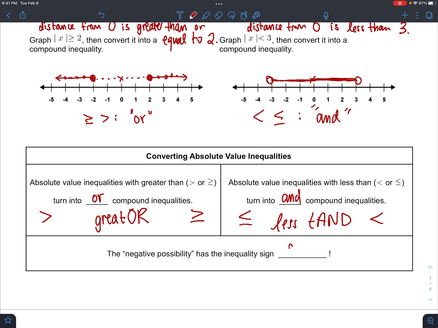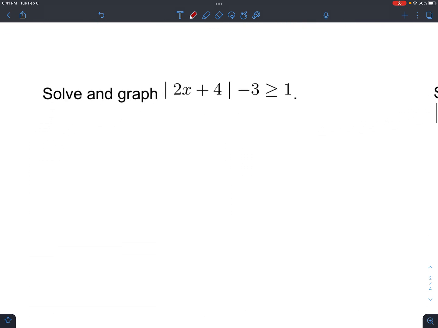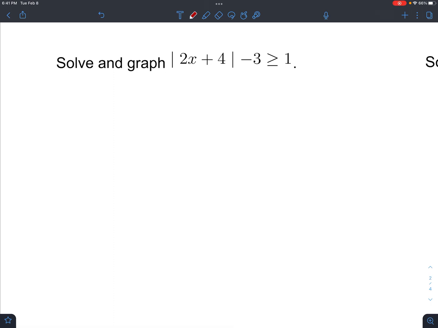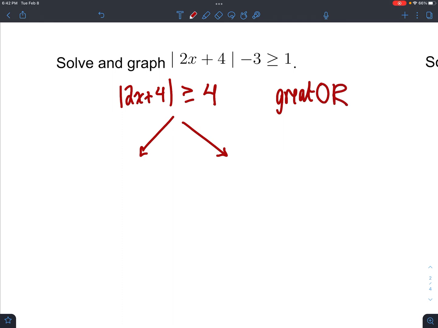And when we do break it up, the inequality sign is going to flip. But I'll tell you where to look out for that. So this box is a good summary of what today's about. The first step to solve and graph would be to first isolate the absolute value piece. Then we look at the sign and say, is that a less than sign or a greater than sign? And it is a greater than sign. So we're going to think greater. So the or is going to join these two.